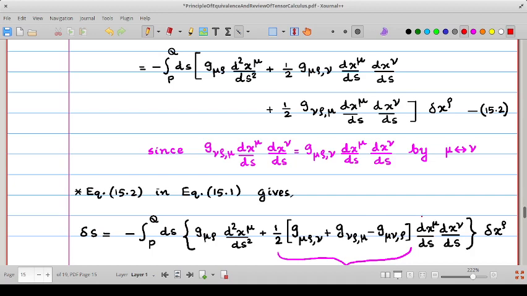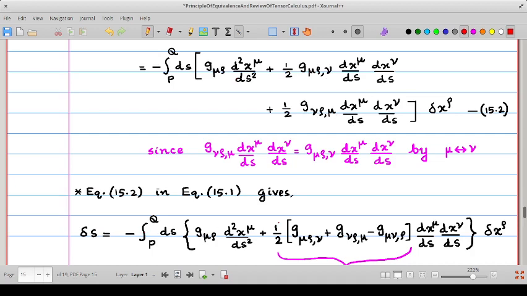of dx mu by ds, dx nu by ds and delta x rho, and these two terms over here come with this factor of, sorry, half, minus half g mu rho comma nu plus g nu rho comma mu.